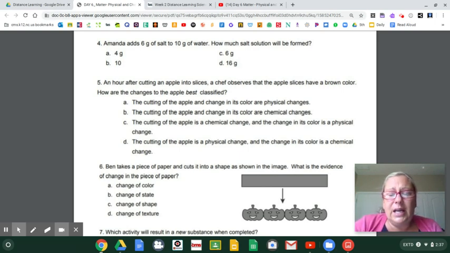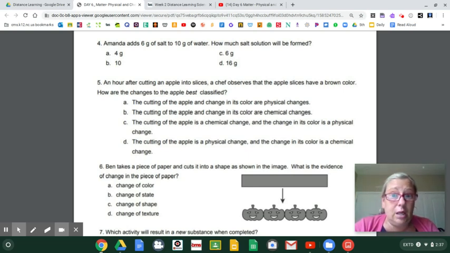So if it says it changes to a brown color, A, the cutting of the apple and change in color are physical. No, because it changes colors. That's a new substance. New substance is chemical change. You throw the babies in the chemicals. The cutting of the apple and the change in color are chemical.